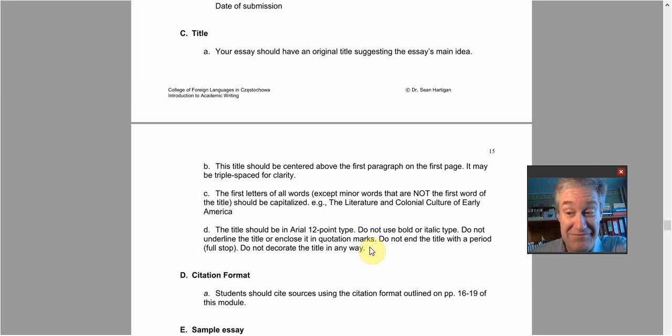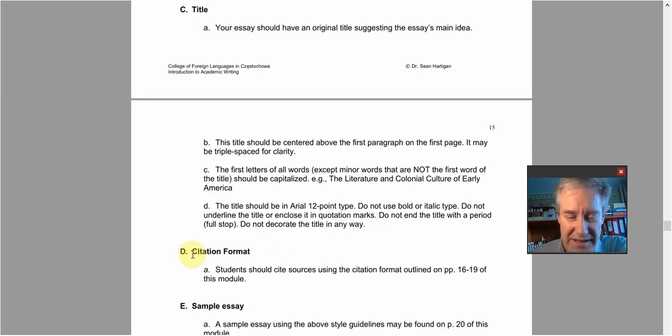So again, this is something that students often want to do with the titles of their essays. They want to decorate them and make them look nice. But that's not what this is about. It's not about looking nice. It's about following the rules of the style sheet. Okay. Then it says citation format.